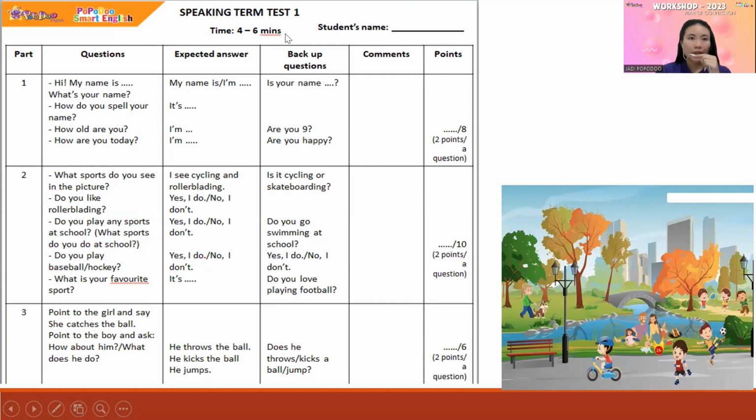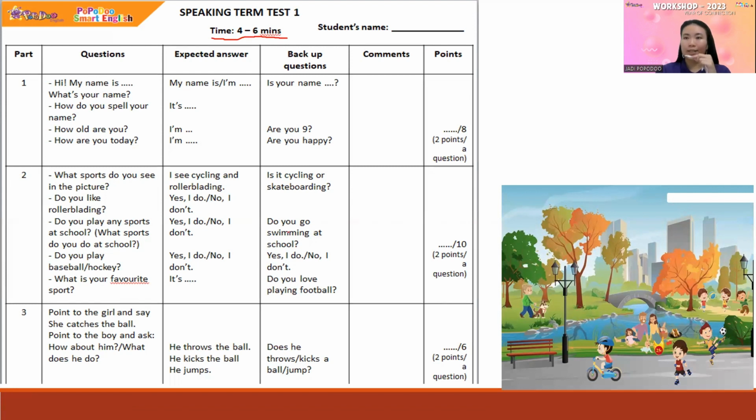So first one here, you can see that is the speaking term 1. And here is the time estimated for the test. The time we have put here is 4 to 6 minutes per student. So you need to make sure that you cover one student in 4 to 6 minutes. 6 minutes is the maximum, so you need to pay attention to the time.